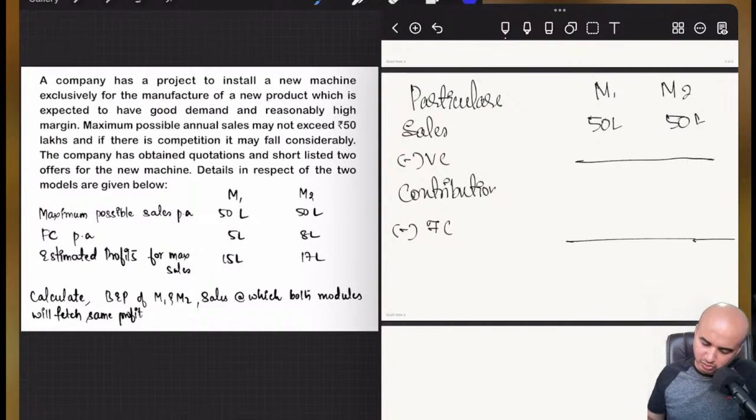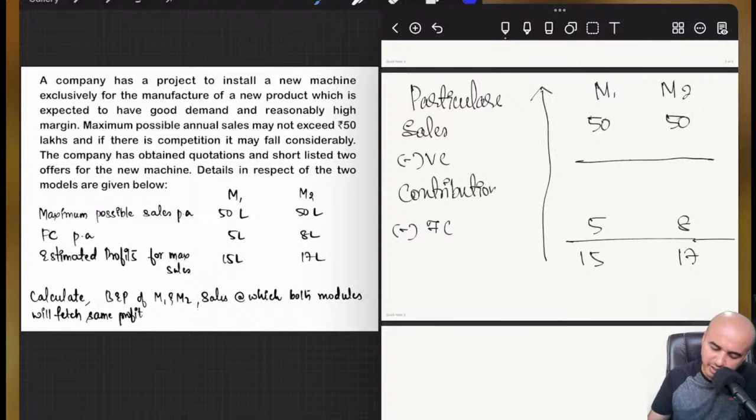Fixed cost for machine 1 would be 5, for machine 2 it would be 8 lakhs. Okay, no need to mention lakhs also. You can mention on top. Anyway, yours is objective type, so you have to just do the math. Now profit is also mentioned, 15 lakhs and 17 lakhs. See, one thing which we can do is we can work backwards and find out few things.